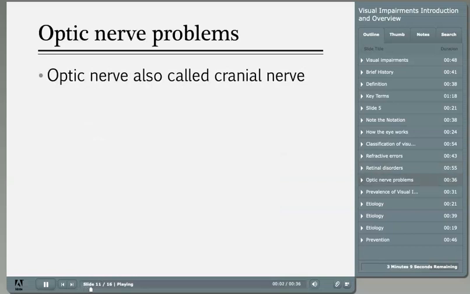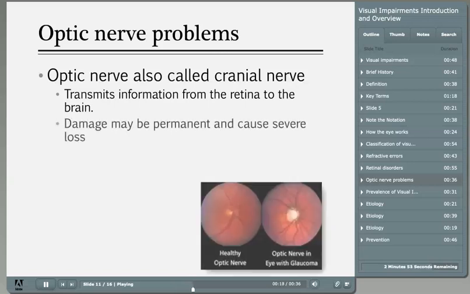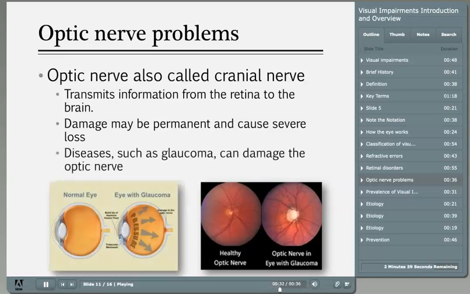The optic nerve is also called the cranial nerve and is the piece of the body that transmits information from the retina to the brain. Your eyes can work perfectly well, but if the optic nerve does not transmit that information, you will not be able to see. Damage to the optic nerve typically causes permanent and severe loss of vision. The optic nerve is not always completely damaged, so the visual field loss depends on what part of the optic nerve is damaged. The optic nerve can be damaged by a variety of diseases, one of which is glaucoma.